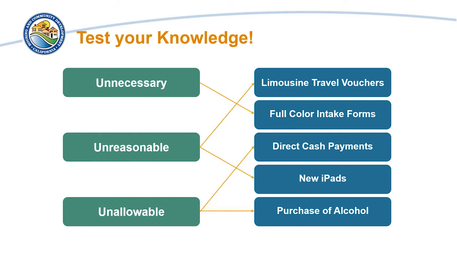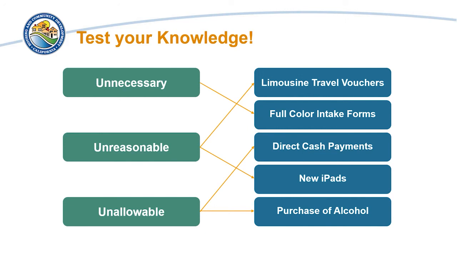Here are the answers. How'd you do? Again, there are multiple right answers to the quiz, but let's review why these answers are correct. An example of an unnecessary cost is full color intake forms, since color ink is more expensive and is unlikely to be a justifiable improvement over black and white intake forms.